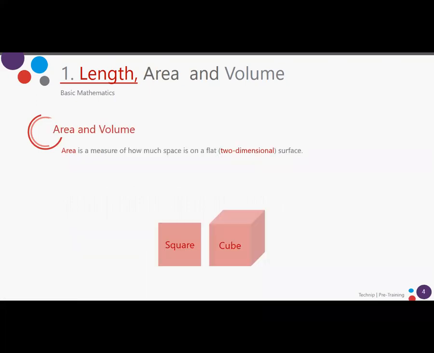Okay. So area and volume. The definition of area is a measure of how much space is on a flat or also two-dimensional surface. And volume is a measure of how much space is enclosed by a three-dimensional object. So down here we can see an example of an area, which is a square. And then the example for volume could be, for example, a cube. So this is two-dimensional, the square, and the cube is three-dimensional.